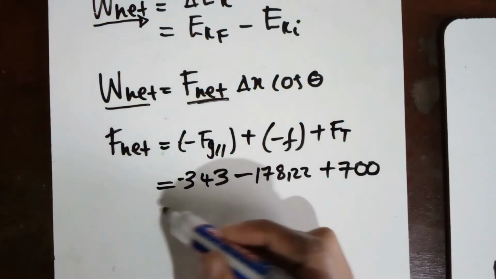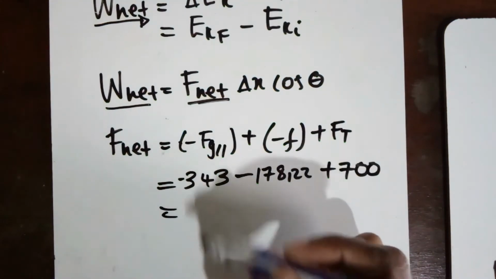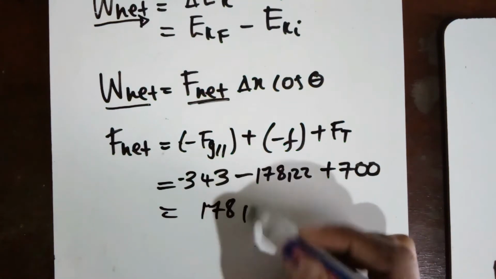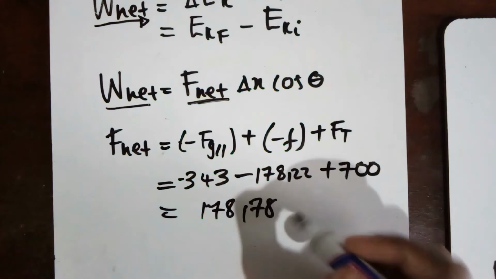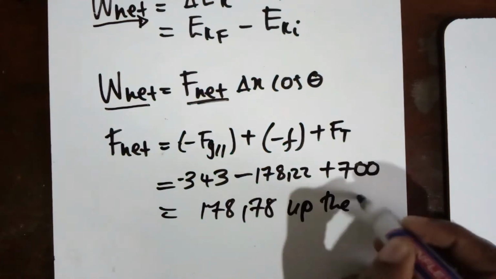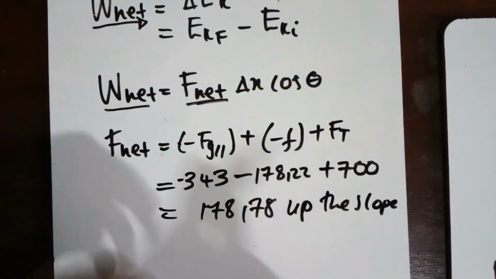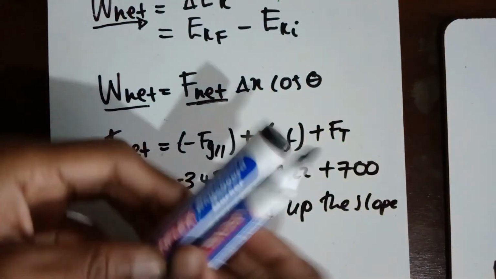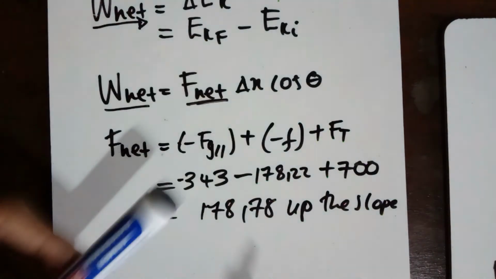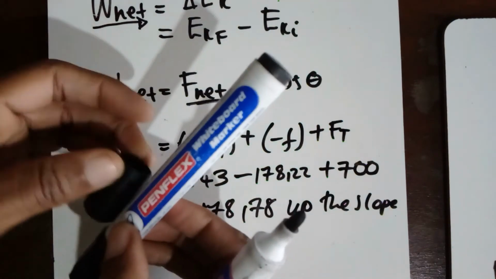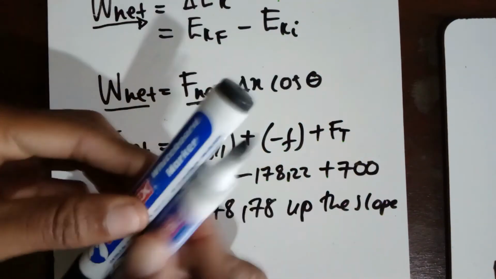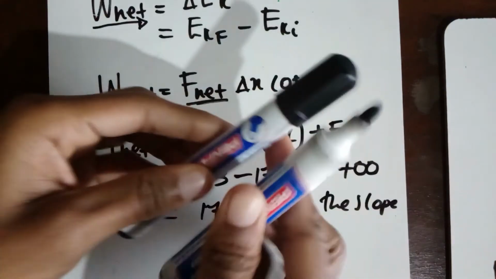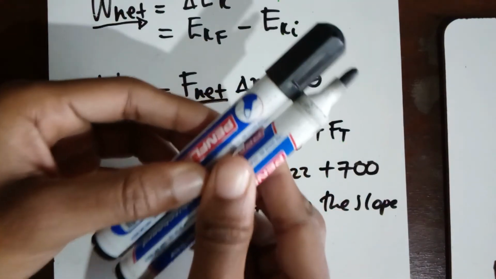So if you put this in your calculator, you should come to a value of about 178.78. It's positive, meaning it's up the slope. So our net force is actually in the same direction as our motion. Remember, our box is moving up an incline, as well as the net force. They are in the same direction. If they are in the same direction, what does it mean? It means that the angle between them is 0.